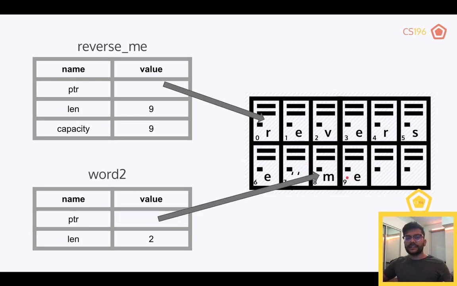The good thing about this is that instead of taking extra space to store this word again, we can simply store these references, and we save space when we're trying to make a large slice of something.